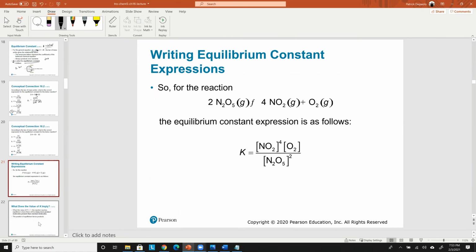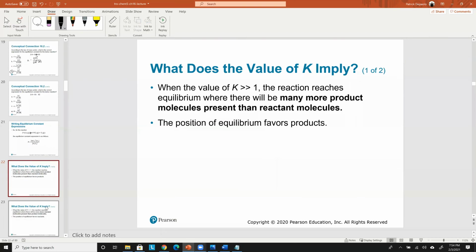Here's another one. If you have this reaction, and remember again, the double arrow means equilibrium, you would do the same thing. It's the same thing every time: we have the concentration of O2, and then NO2 to the fourth over N2O5 squared.